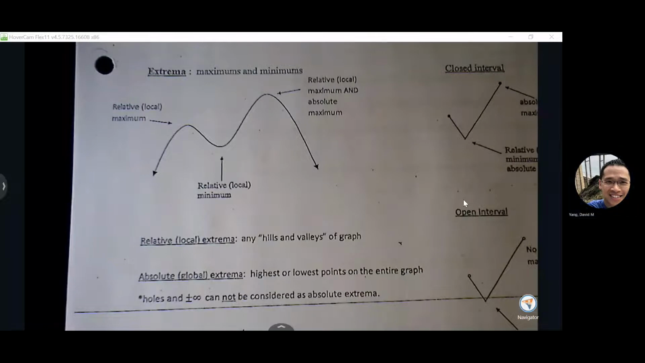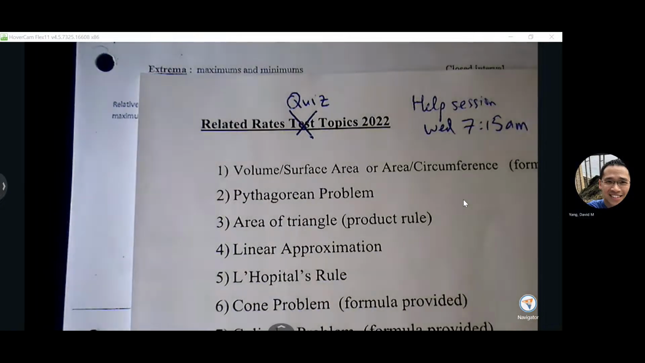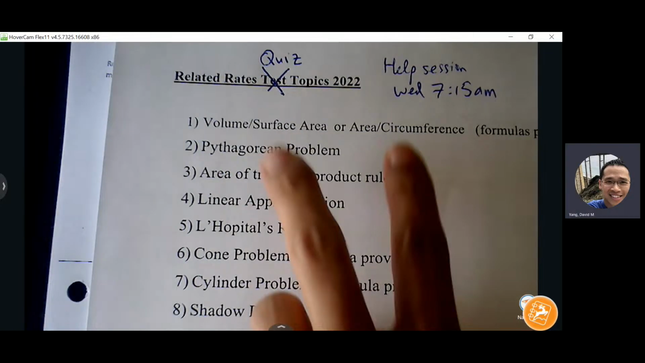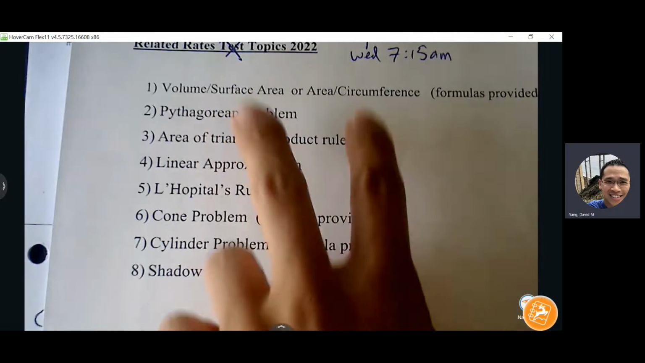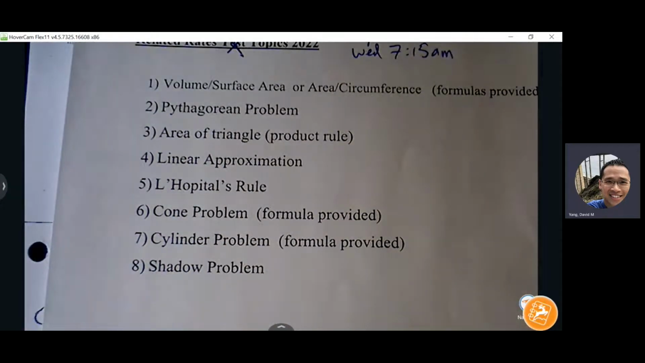And then second half of class, for the last 15 minutes, I'll go over volume, surface area, and then I'll also go over shadow problems. So I want to focus on those two. I think we did all the other ones yesterday.